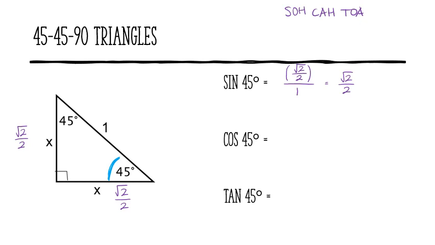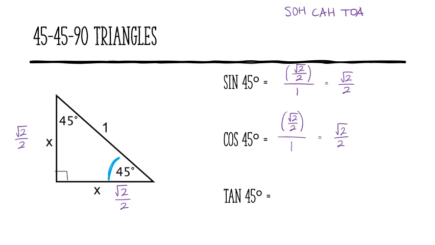Let's look at cosine. So this is the CAH part of SOHCAHTOA, adjacent over hypotenuse, and this comes out to be the exact same. We're still looking at the square root of 2 over 2, just this one this time. The adjacent side happens to have the same measure. So we're looking at the square root of 2 over 2 over that hypotenuse of 1. It's still going to simplify to the square root of 2 over 2.